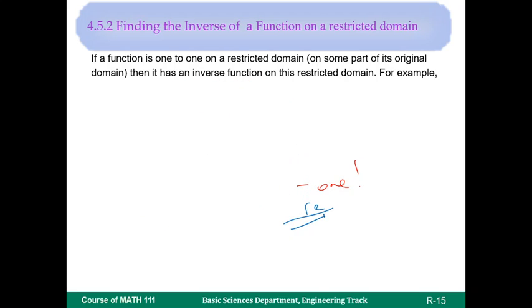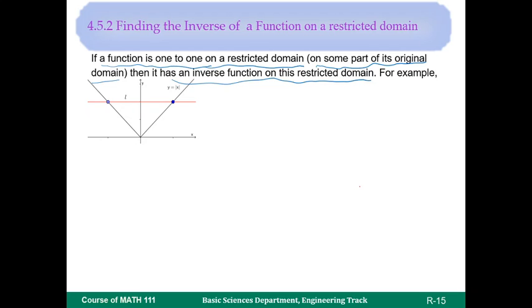So you can check the horizontal line test. It states this: if a function is one-to-one on a restricted domain, so it means on some part of its original domain, then it has an inverse on this restricted domain. For example, look at the absolute value function. This is not one-to-one clearly, because if we draw a horizontal line, we see two points intersecting with the graph. So it's not one-to-one.